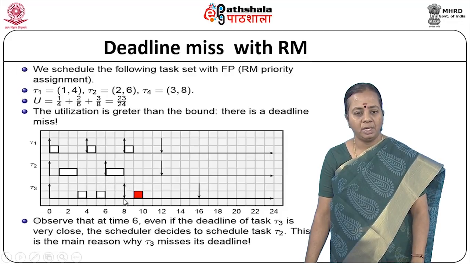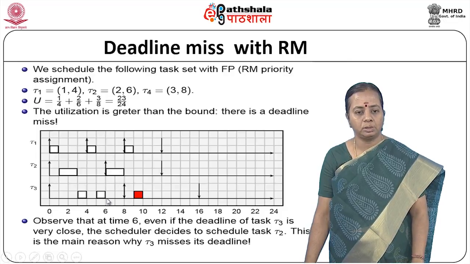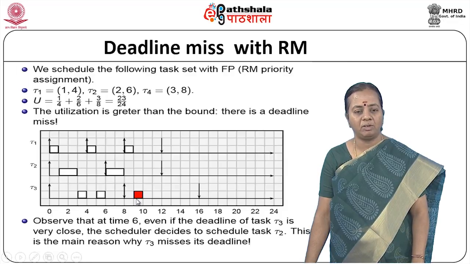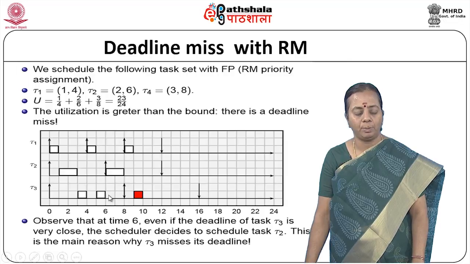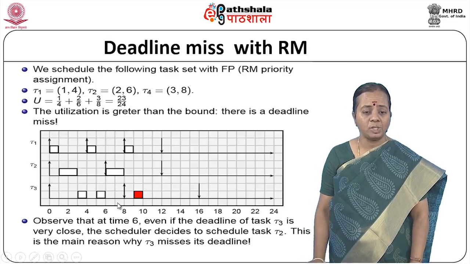When the deadline arrives, it has done only 2 clock cycles, and one clock cycle is executed after the deadline. That means after 8, only at 9 will it be in a position to complete. So though it looks like 23 by 24 is less than 1, because the priorities are fixed and the top priority is preempting the lower priorities, we miss the deadlines. So this has to be rectified.